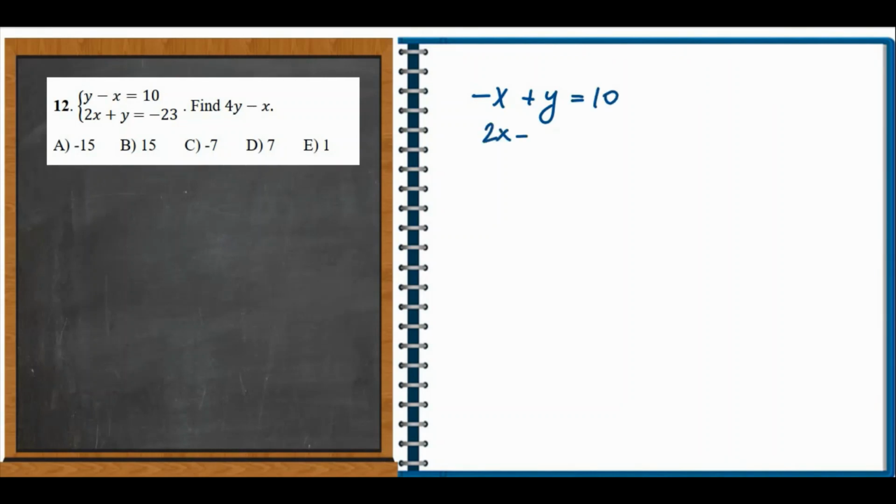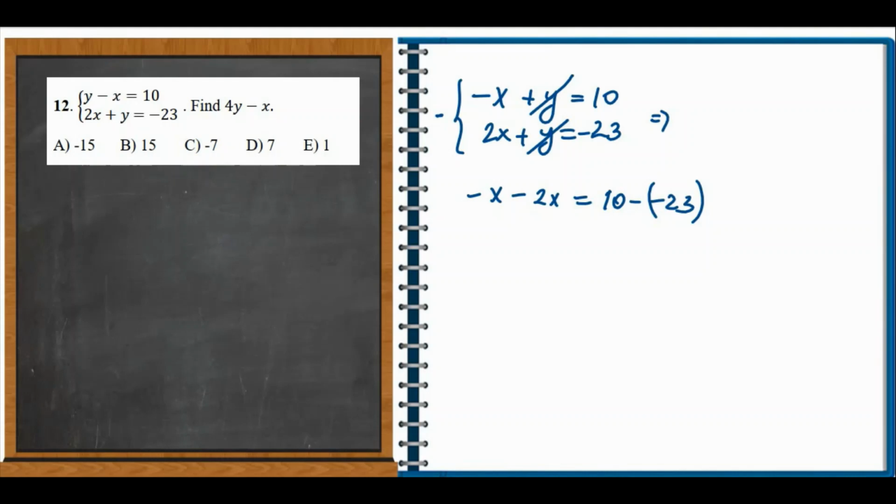2x plus y is equal to negative 23. Now, what can you say about this? You see here we have two y's with the same coefficients. So we can subtract: negative x minus 2x, and y minus y is 0, equals 10 minus negative 23. Now what happens? Negative x minus 2x is negative 3x, equal to 10 plus 23. Negative 3x is equal to 33, and x is equal to negative 11.